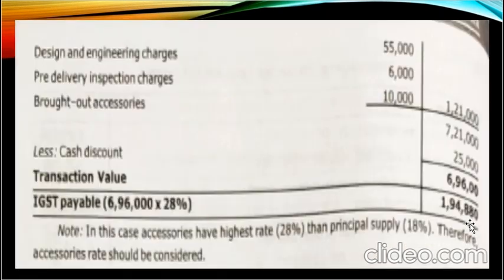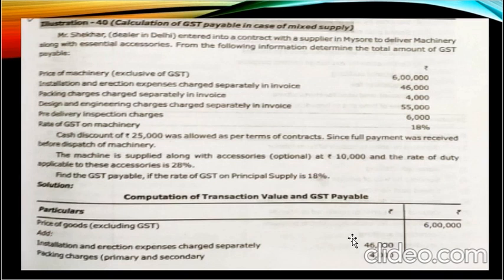So 6,96,000 is the transaction value, into 28% will give us 1,94,880. It is IGST because Mr. Shekhar, a dealer in Delhi, entered into the contract with a supplier in Mysore to deliver machinery.